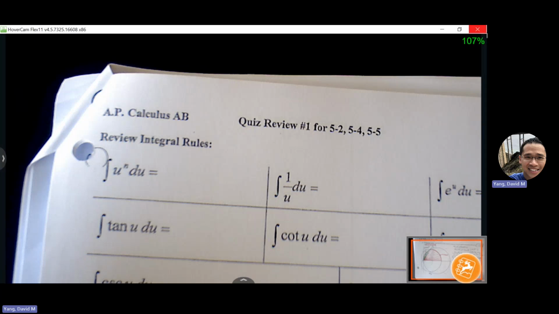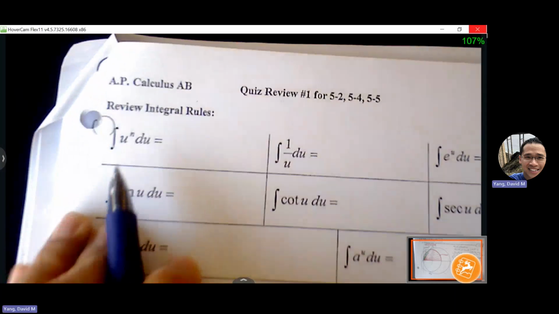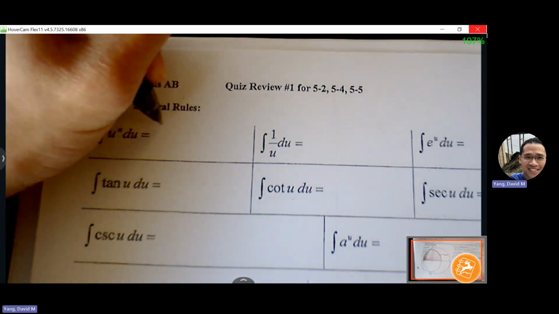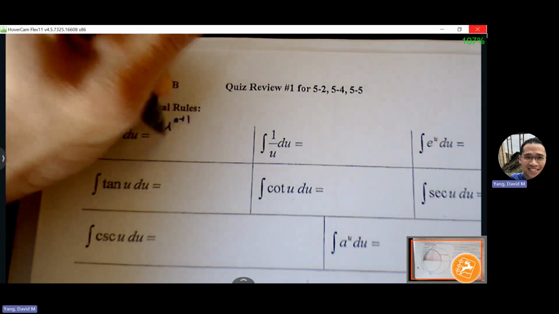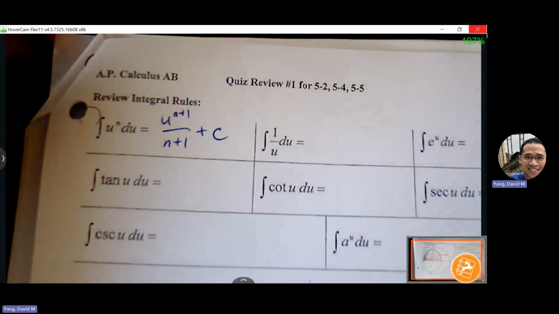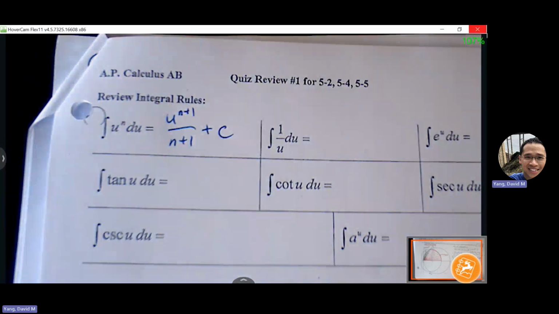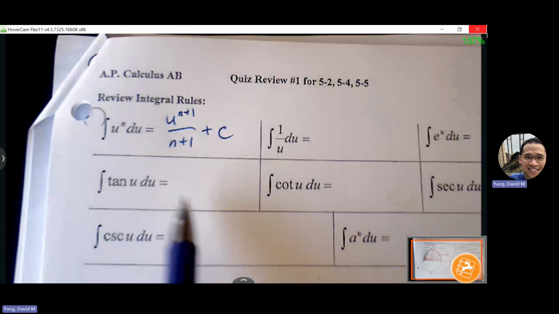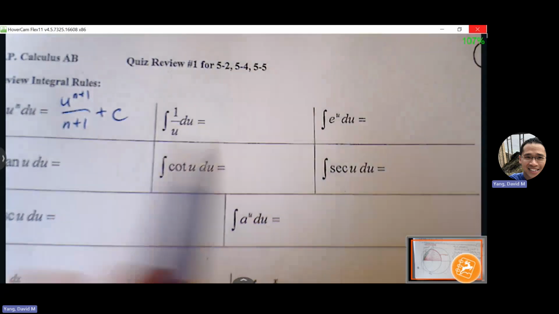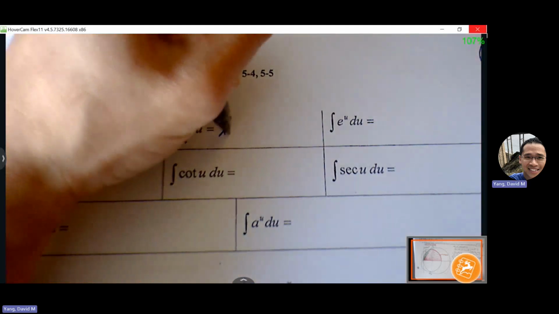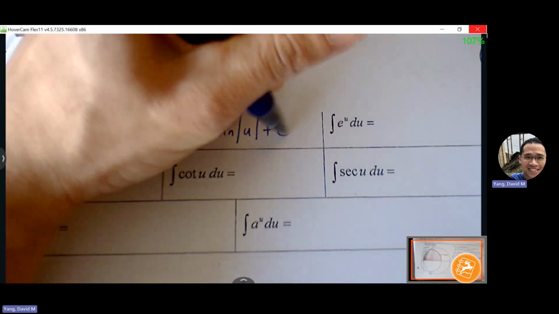Okay, so integral of u to the n, this is just what? Power rule, right? So power rule is just u to the n plus 1 over n plus 1 plus c. Maybe we don't have to write this out or memorize it in this form. You guys already know what to do, but this is what the official rule says. All right, what about 1 over u? What's the integral there? Natural log, absolute value of u plus c.